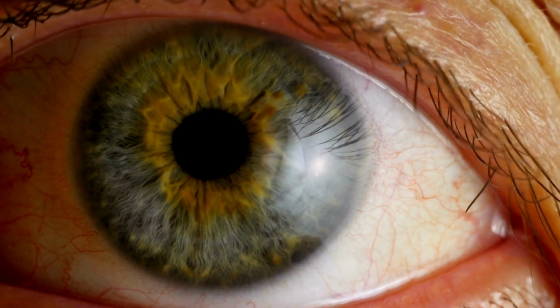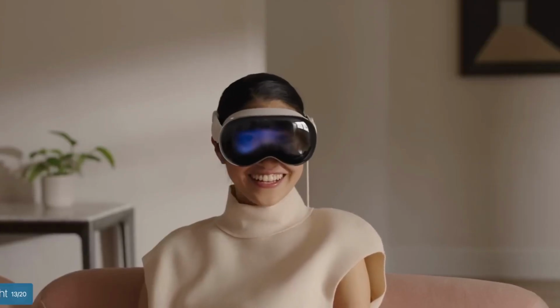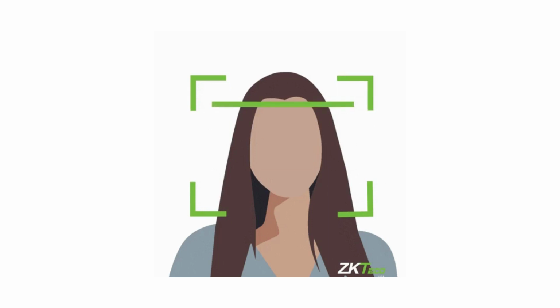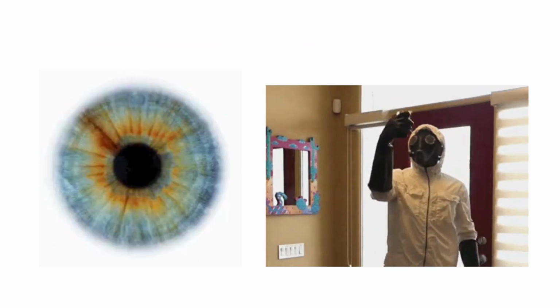Optic ID and Face ID are both biometric authentication methods used by Apple, but they differ in the way they authenticate users. Optic ID uses cameras in the headset to scan the iris, while Face ID uses the front-facing camera to scan the face or facial recognition. Here are some advantages of using Optic ID over Face ID.